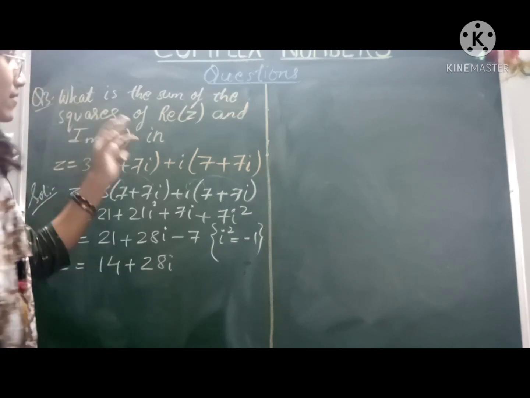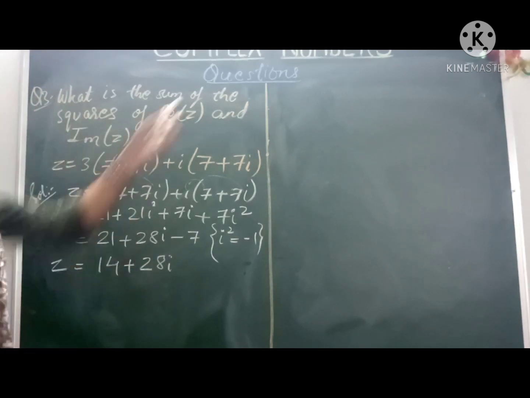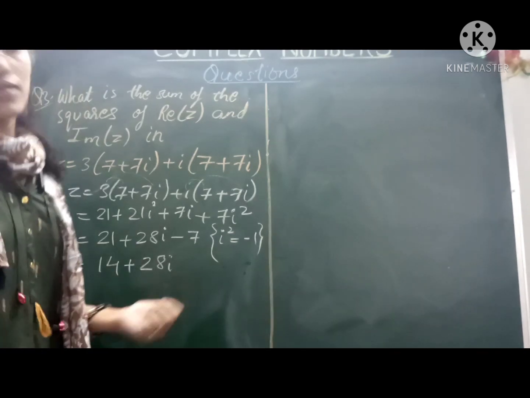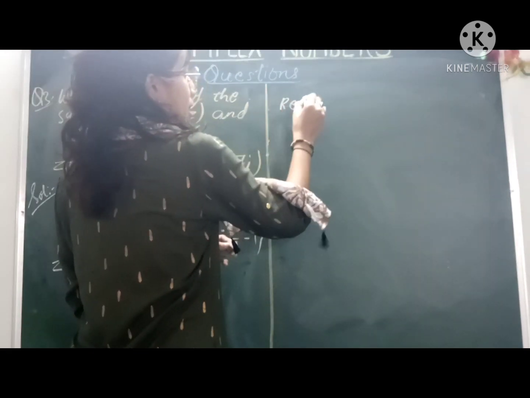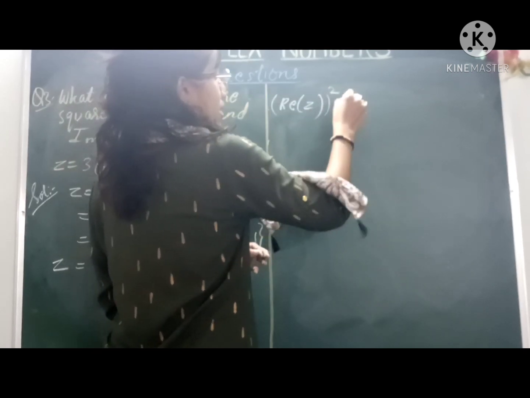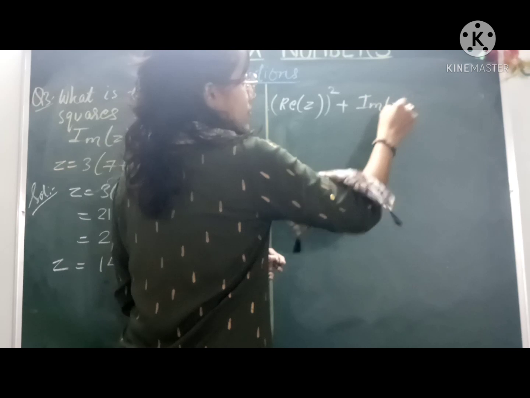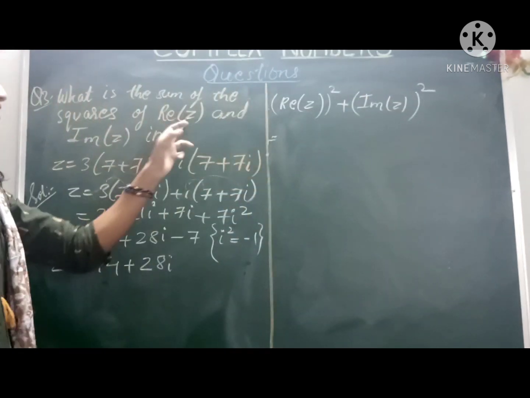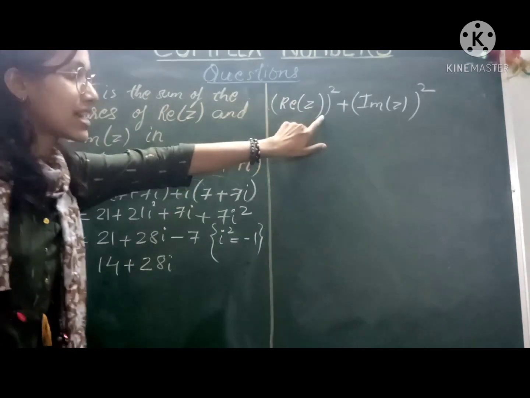Now they are asking about the sum of squares. Now we have found z, now we will find the squares. Okay, it will go like this. Real part of z square plus imaginary part of z square. This they have asked, real part of z and imaginary part of z. We will write it like this.